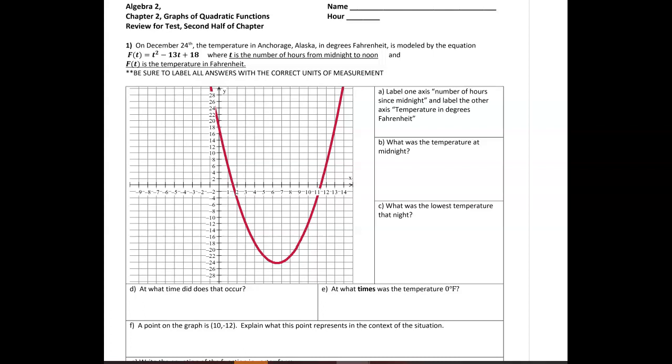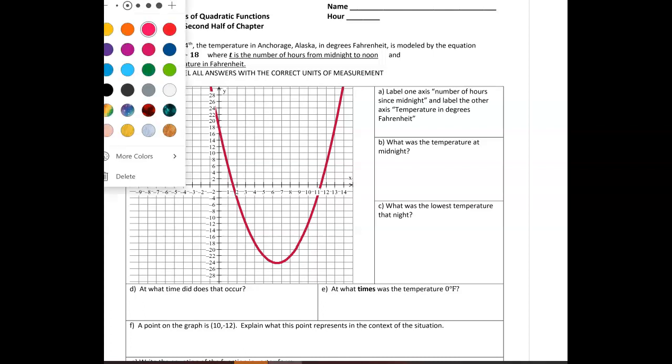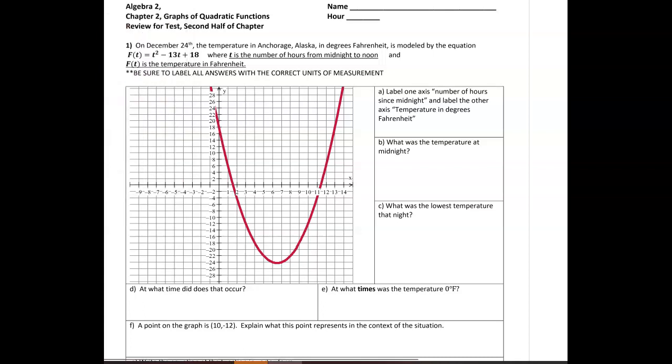On our first problem, we have the temperature in Anchorage, Alaska in degrees Fahrenheit, and it's modeled by the equation F of T equals, and then you can see the equation, and T is the number of hours since midnight, from midnight to noon, and F of T is the temperature in Fahrenheit. So the first thing they want us to do on problem A is just label the axes. So this is my hours. I'm going to shorten it up. And then this is my temperature. This is my Fahrenheit.